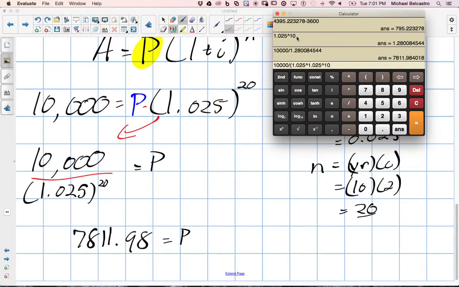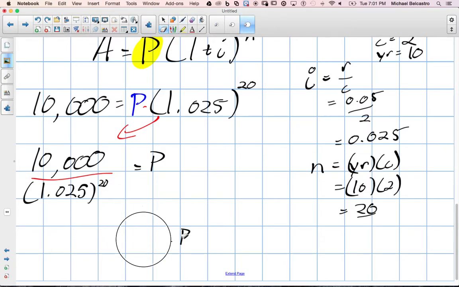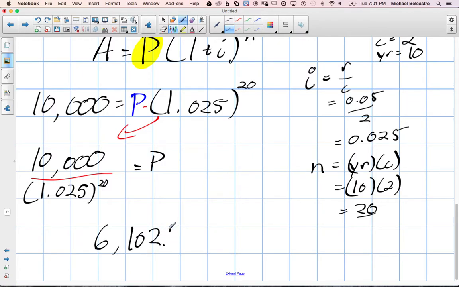My mistake was, see this value here? I put it to the power of 10 for 10 years, but it's 20. So let's scrap that value, and we should get 10,000 divided by 1.025 to the power of 20, which is better because it means we're going to invest less money. There we go: 6,102.70. Perfect, so that's the amount we got.